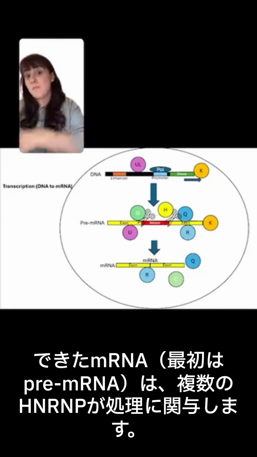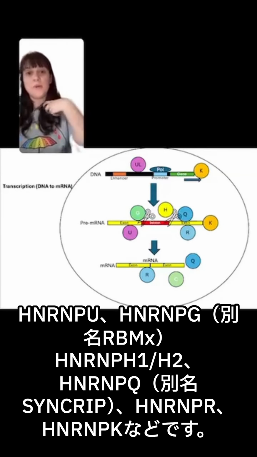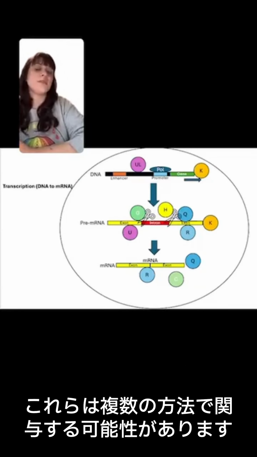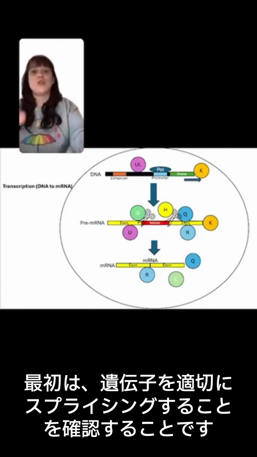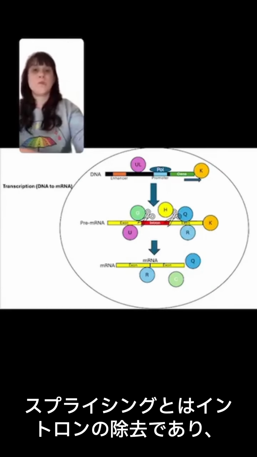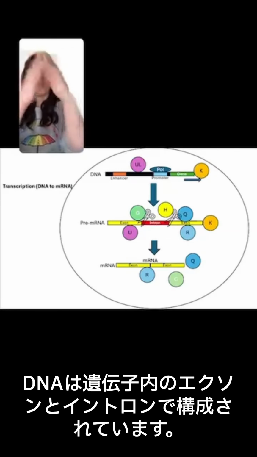And we know that multiple HNRNPs are involved in this step, including HNRNP-U, HNRNP-G, which is also called RBMX, HNRNP-H1 and H2, HNRNP-Q, which is also called SYNCRIP, HNRNP-R, and HNRNP-K. And they can be involved in this in multiple ways. First is making sure that we splice the genes appropriately. And so splicing is the removal of introns, because DNA is made up of exons and introns within genes.